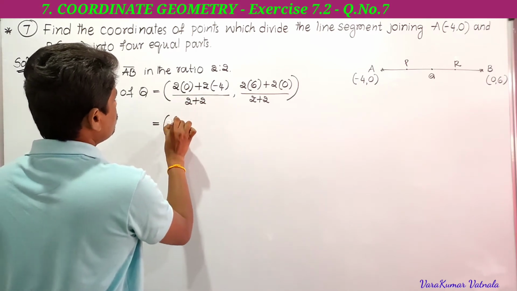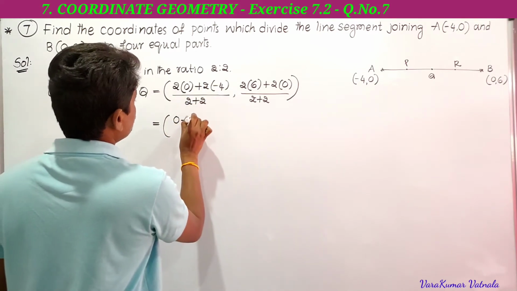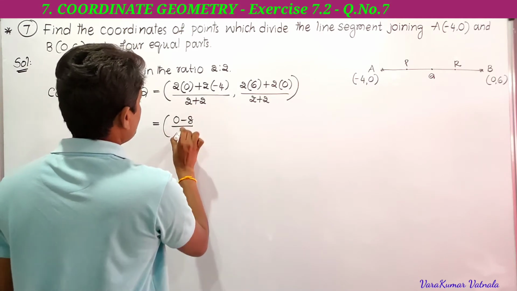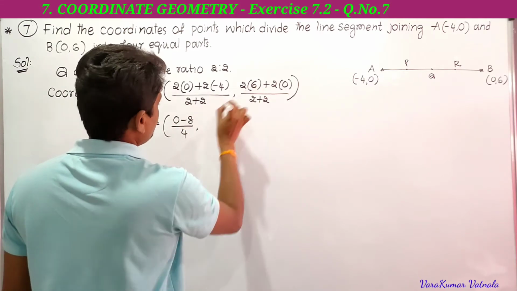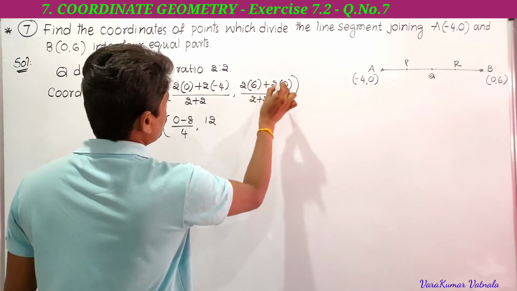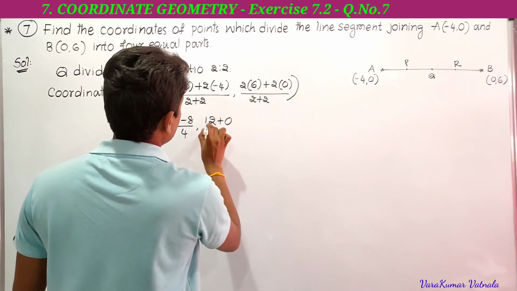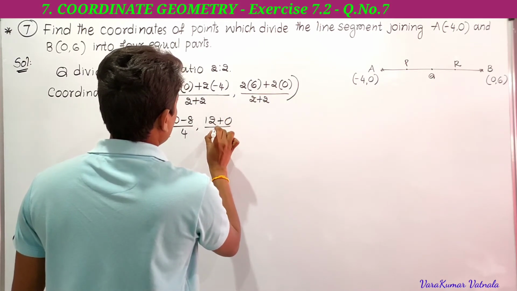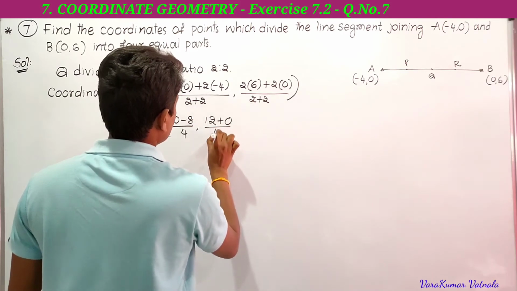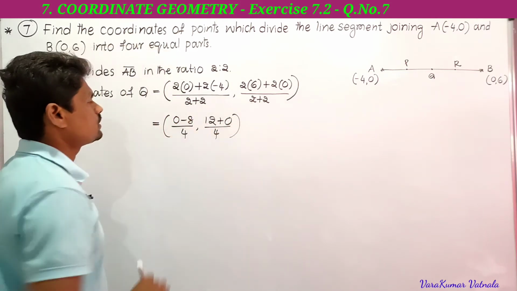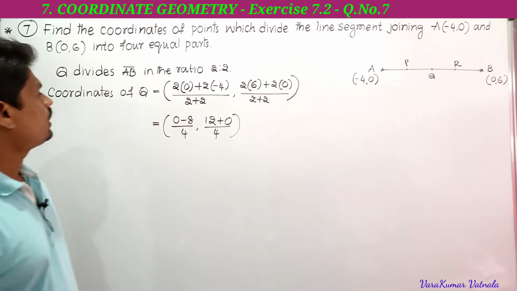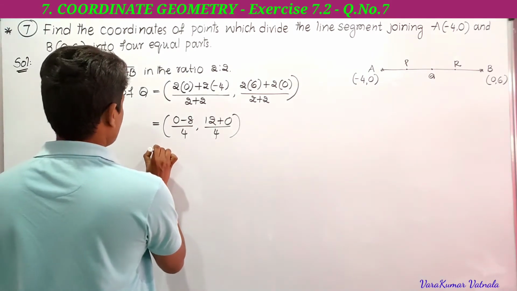2 into 0 is 0, 2 into minus 4 is minus 8, by 2 plus 2 is 4. 2 into 6 is 12, 2 into 0 is 0, by 2 plus 2 is 4. So here it is 0 minus 8 by 4 and 12 plus 0 by 4.